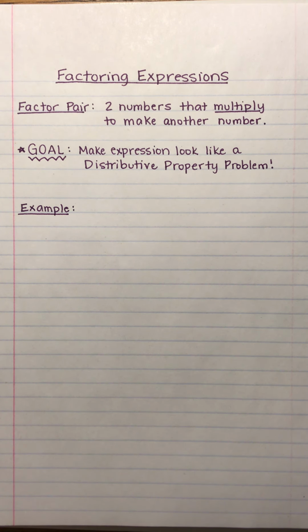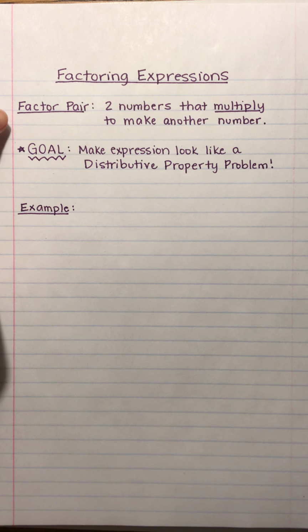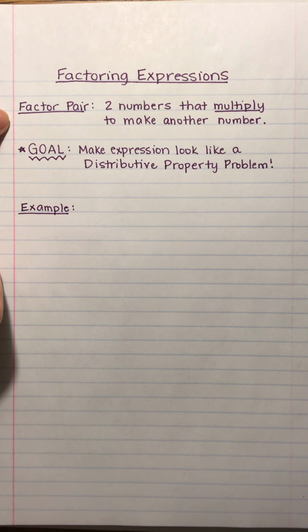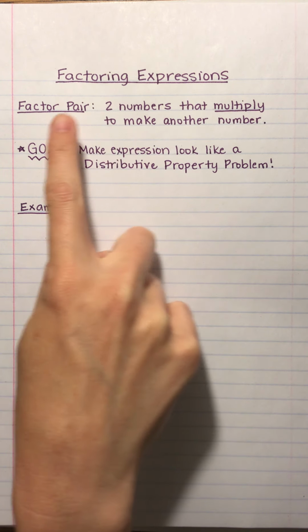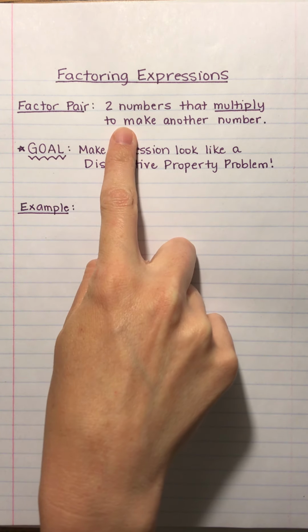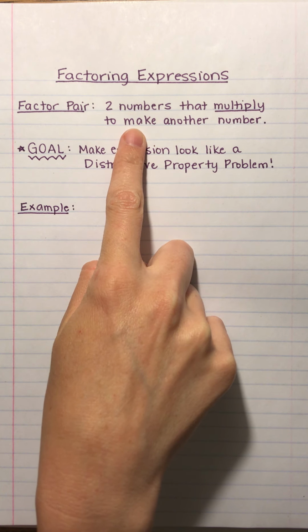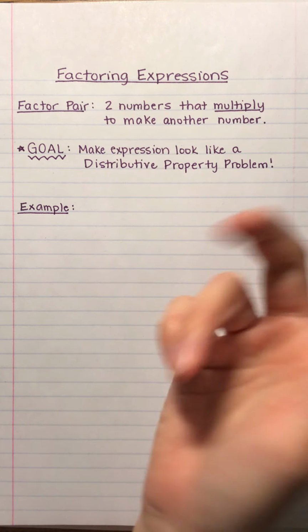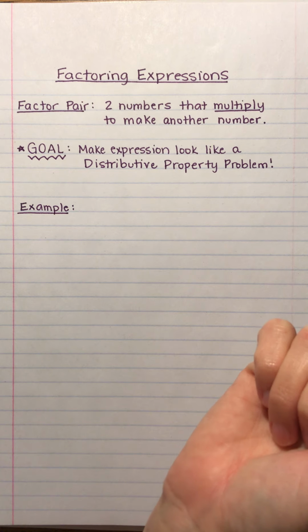And one part of that we have to remember before we can factor expressions is a term called factor pairs. We actually talked about this a lot at the beginning of the year this year when we were talking about greatest common factor. So a factor pair is two numbers that you multiply together to make another number. I'll show you an example of that in just a moment.